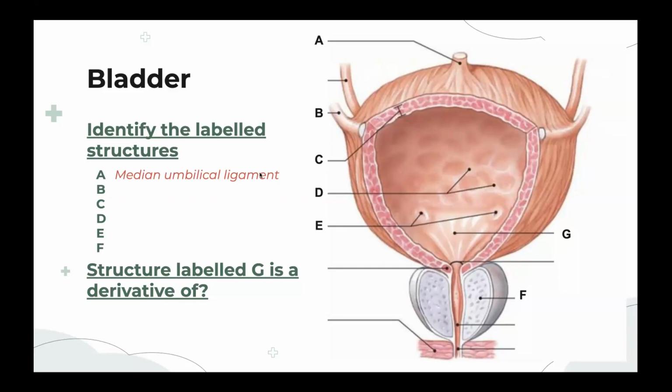Well, you have the median umbilical ligament. This would be the lateral umbilical ligament, you have it on both sides. Not to be confused with the ureter, which is more posterior and comes down.